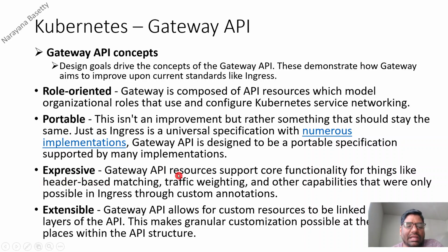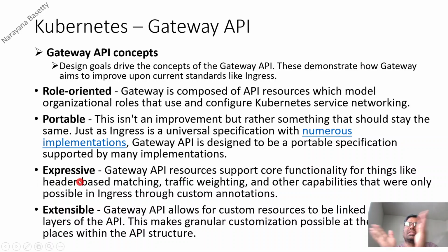Expressive. Gateway API resources support core functionality for things like header-based matching, traffic weighing, and other capabilities that were only possible in Ingress through custom annotations earlier. Now this has been brought in as part of the Gateway API so that a lot of glitches can be avoided. So you can explicitly specify it in a declarative, expressive way.